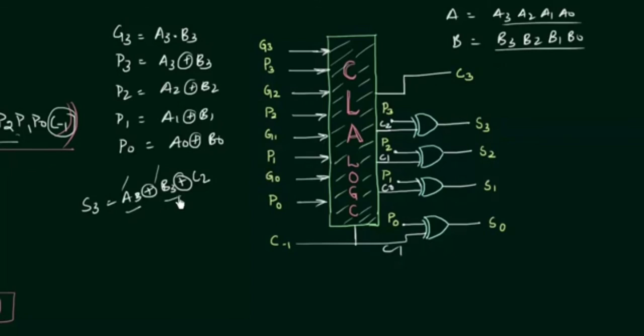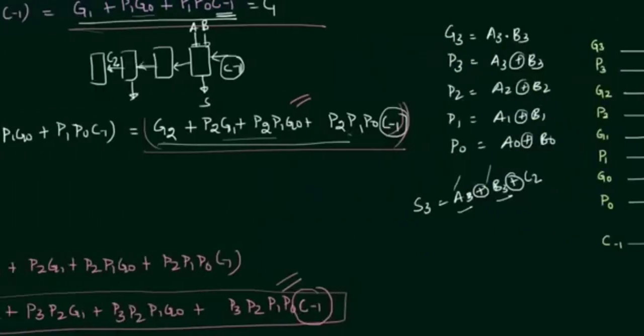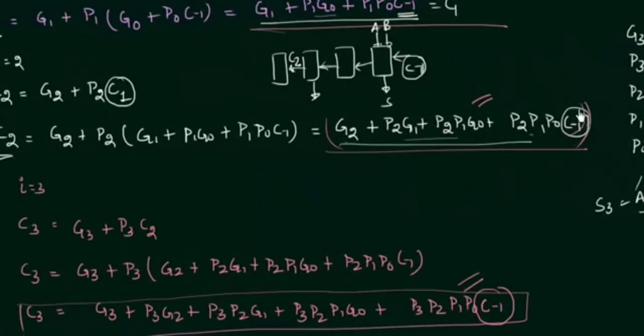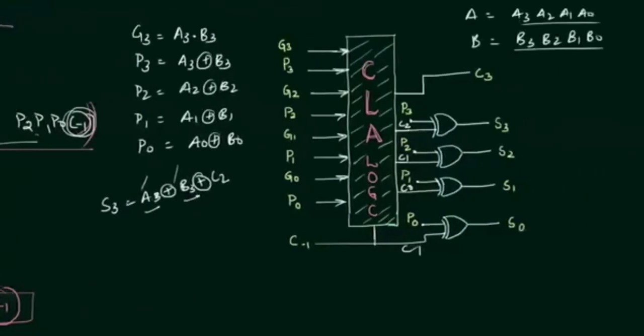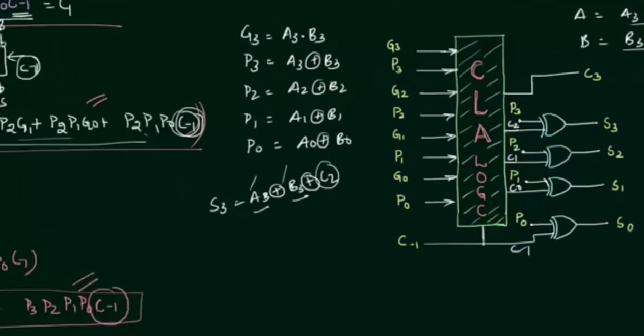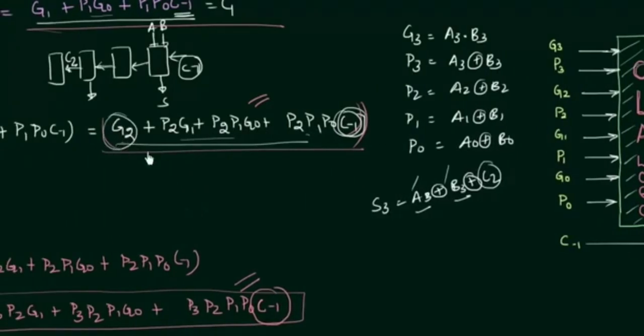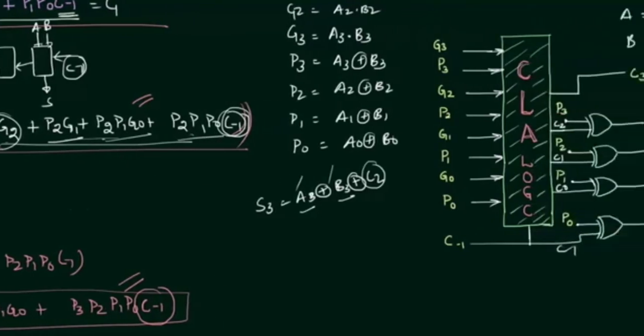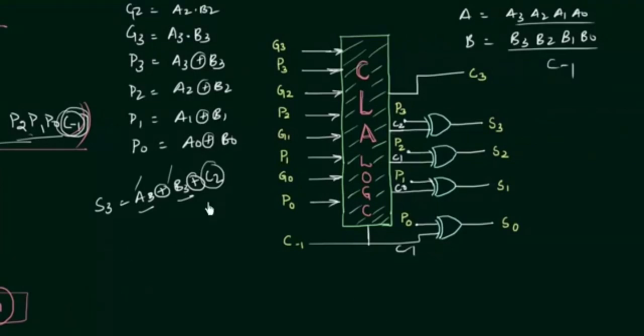So A3 XOR B3, and C2 we evaluated in terms of C minus 1, and C minus 1 is already available to us. So I can have C2, because in C2, G2 is A2 and B2, which is already available to us, and P2 G1, P2 P1 G0, P2 P1 P0. So all of this is there from the beginning of the problem. So I can have sum 3 directly. Similarly, sum 2, sum 1 and sum 0.